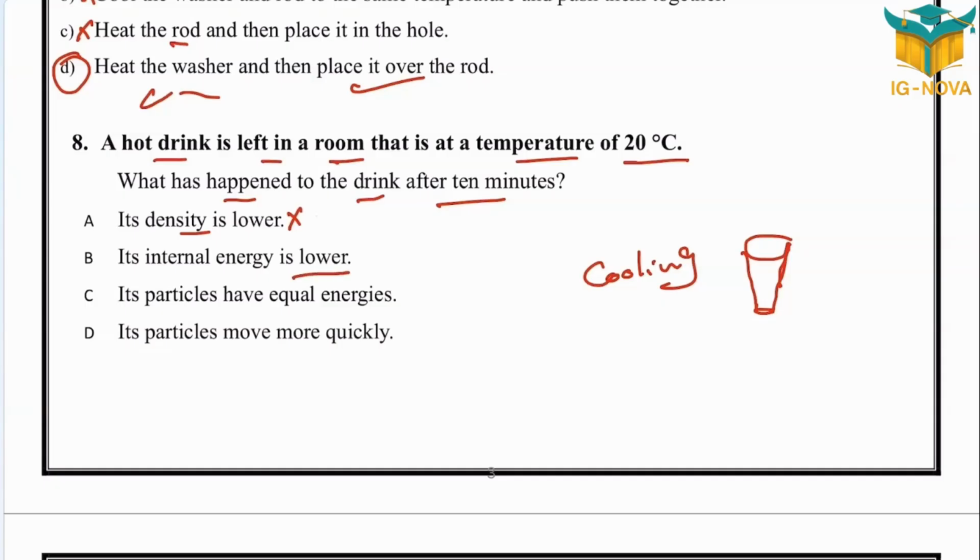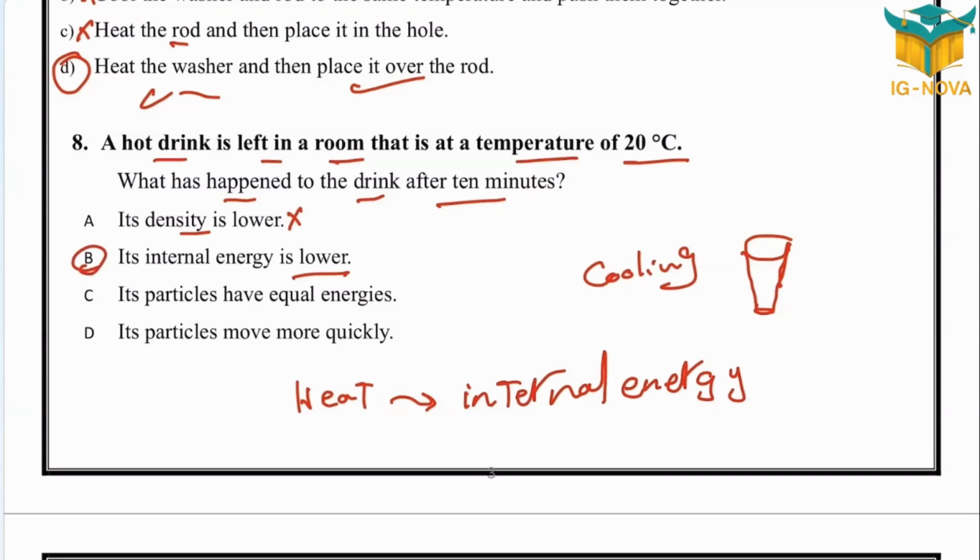Internal energy is lower, yes, because if you remember the heat describes internal energy. For that, the internal energy will be low. Particles have equal energies, cannot be. Particles move more quickly? Nope, it's cooling, so they will move slowly.